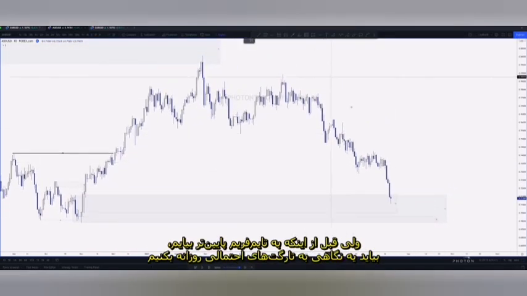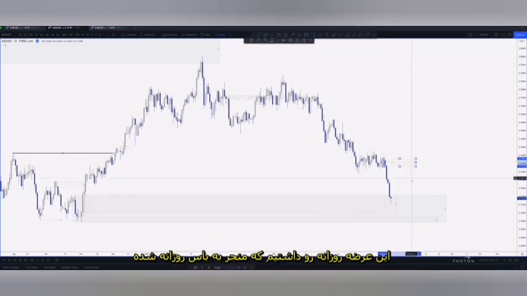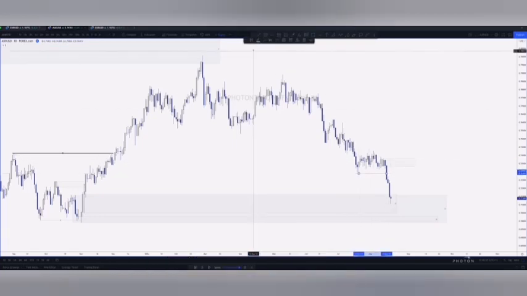But before we jump down, let's just take a quick look at potential targets on the daily, where we have this sort of most recent supply that led to this daily break of structure here. That daily BOS there, right?